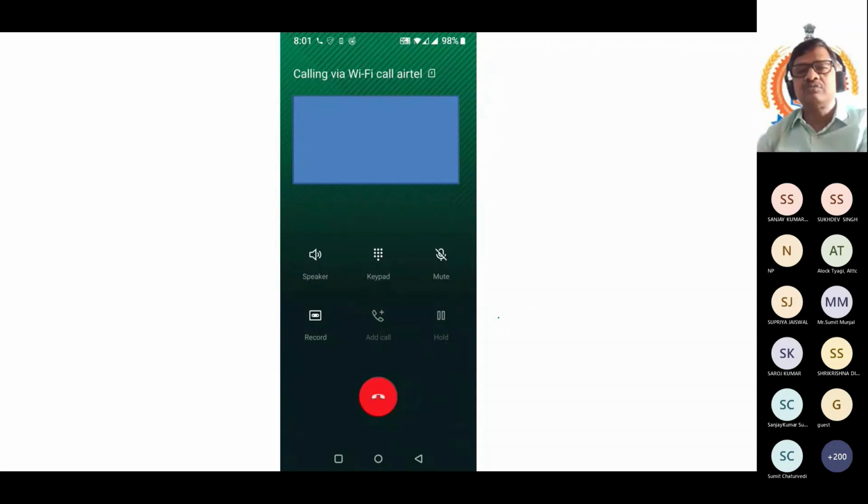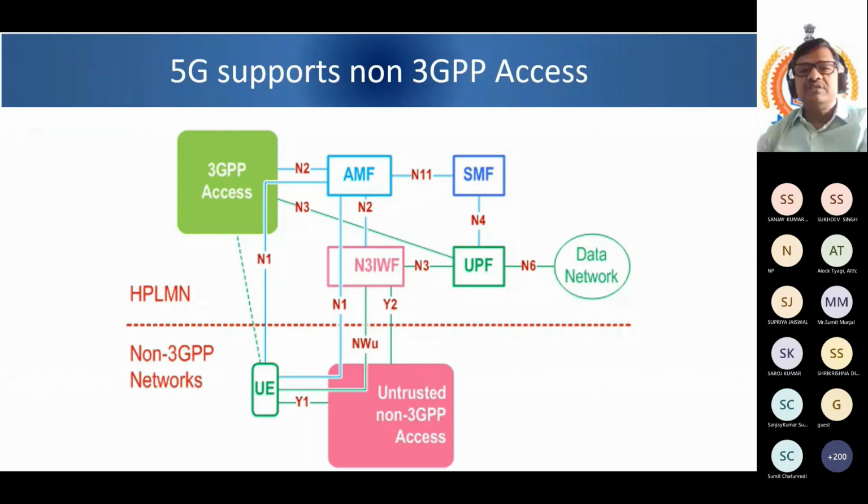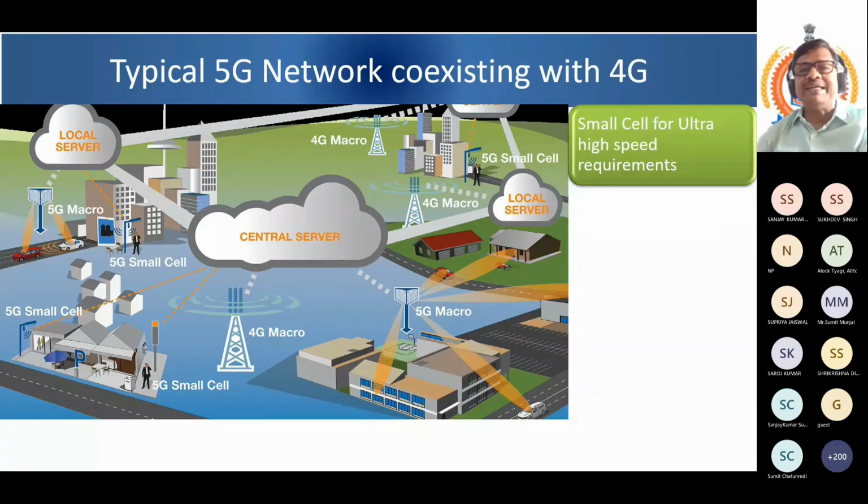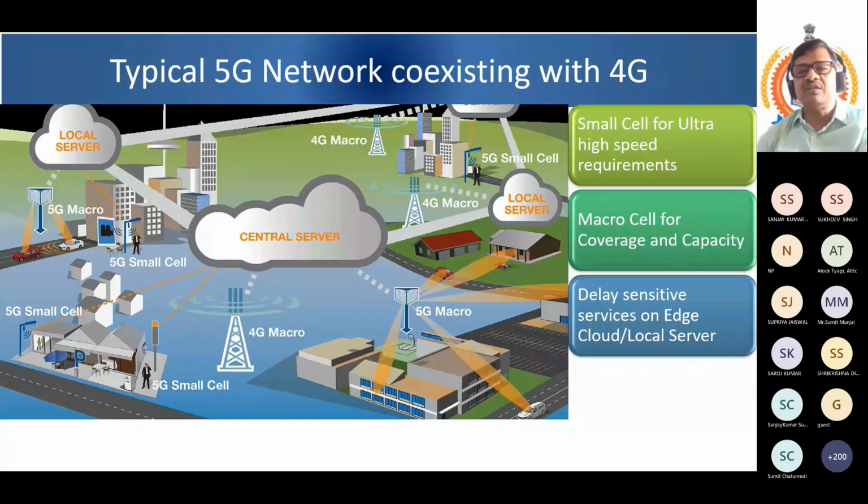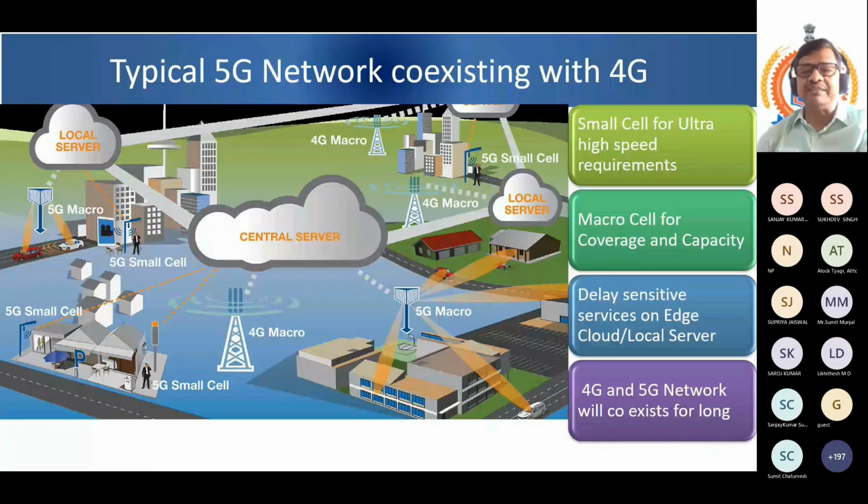Here even the data will go through Wi-Fi. There is a concept of non-3GPP access. That means other than new radio, other non-3GPP access like Wi-Fi can also get connected to the 5G core. 5G core is agnostic to the access, and you can connect even non-3GPP devices. We'll go into detail in the 5G core classes. A typical 5G network will be a combination of 4G network and 5G network. As I said, 4G and 5G will coexist for a very, very long time.